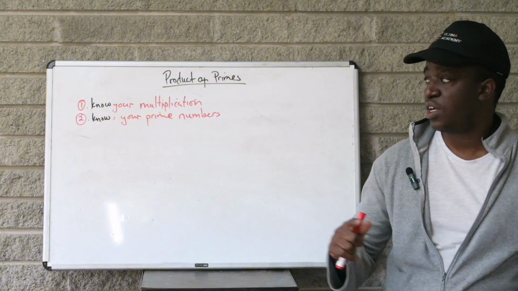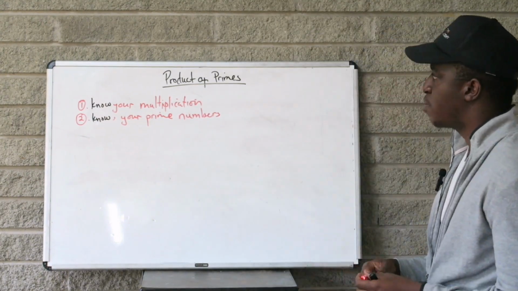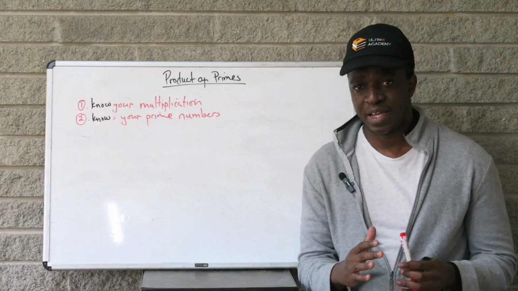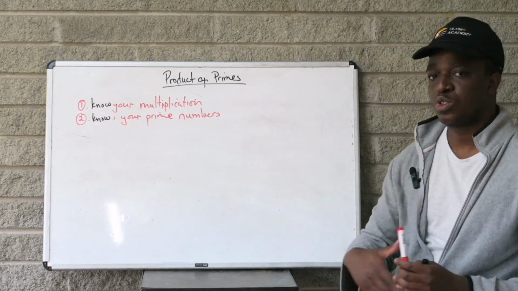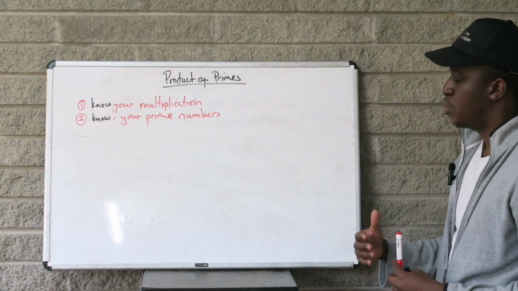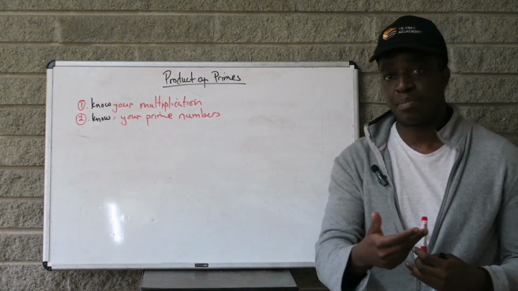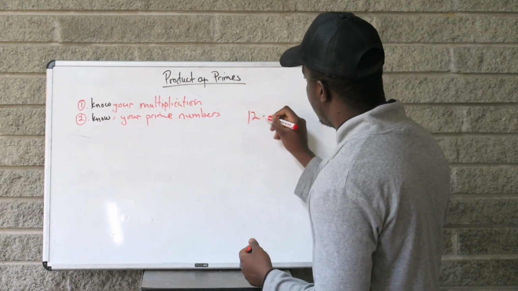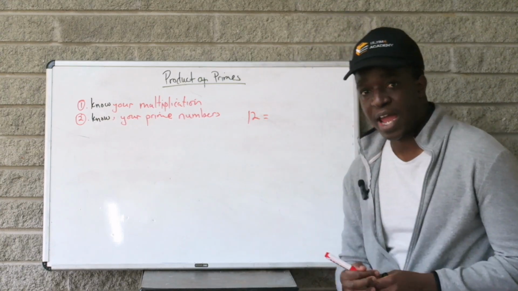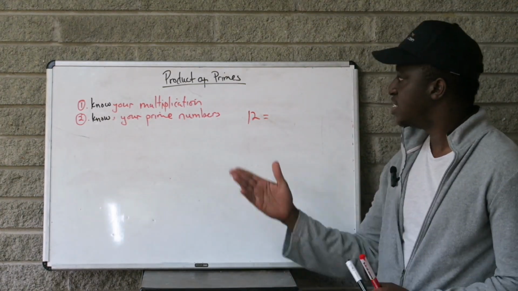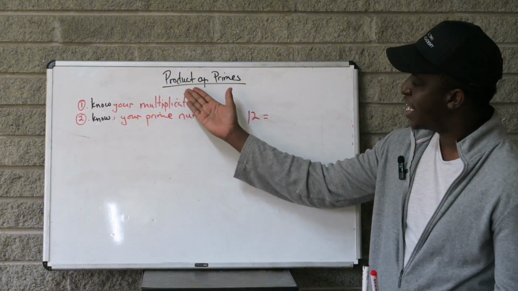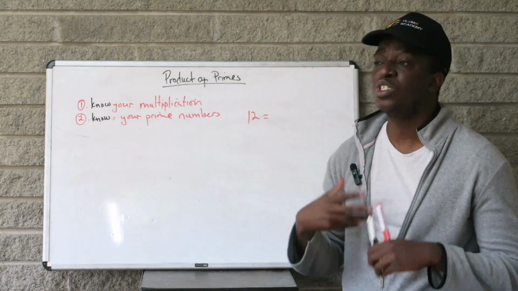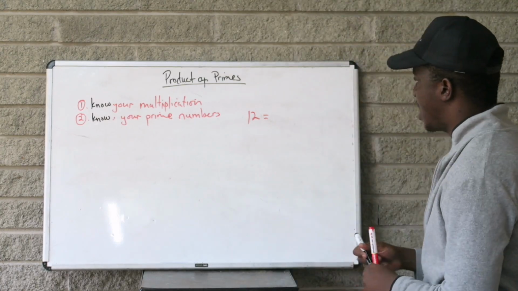Hello. So now we're about to learn about product of primes. When we're saying product, it usually implies multiplication. And then primes, we're talking about prime numbers. So when we're saying expressing a number as a product of its primes, for instance, express 12 as a product of its primes, what we're just saying is express 12 as multiplication of the prime numbers that make up 12, which we actually call prime factors.